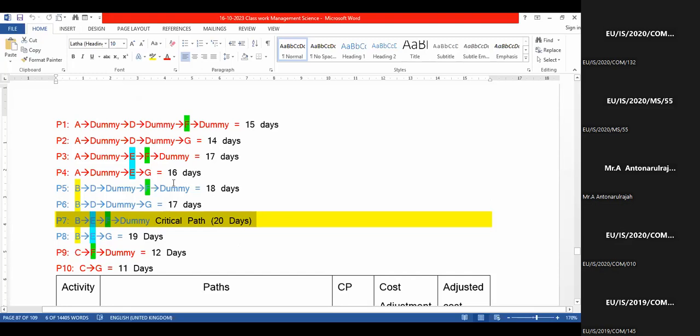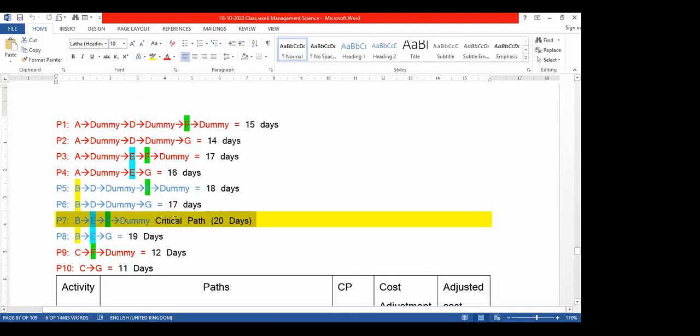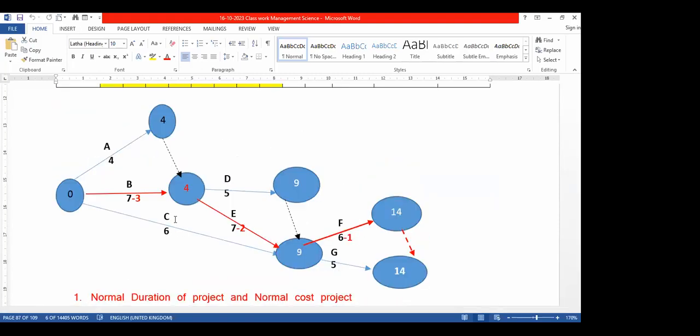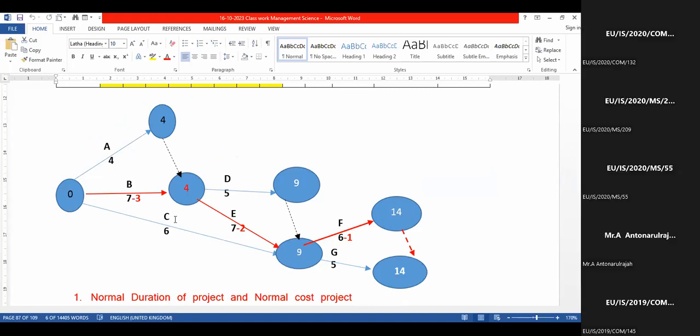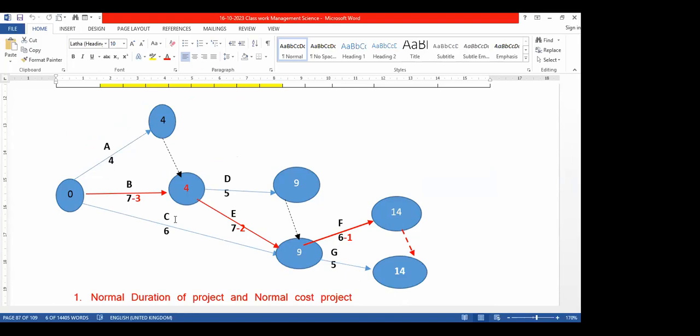In some diagrams, there are two or three critical paths. In some diagrams, there may be only one critical path. Definitely, at least one critical path must be there. That is a must, right? Sometimes, in some network diagrams, there is more than one critical path. That is also possible, so you have to keep it in your mind. The critical path may be more than one, but one must be there at the same time. So we have to look into that carefully while making decisions.